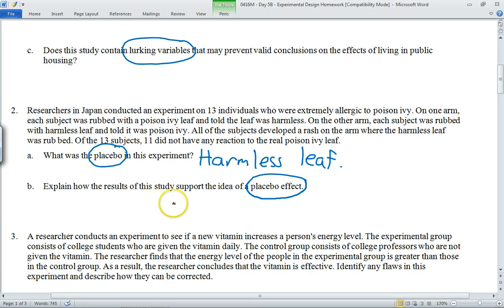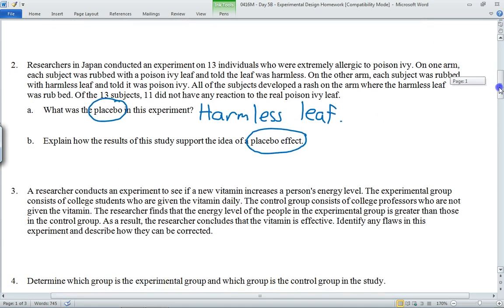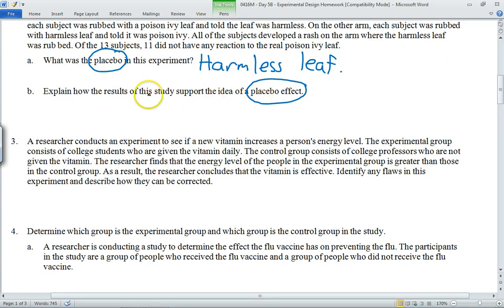Harmless leaf should not have caused a rash, but it did cause a rash just because people thought that it would. So when thinking that something is going to cause an effect, actually just the thought of it changes your body. That's the placebo effect, whether it's something good or something bad.